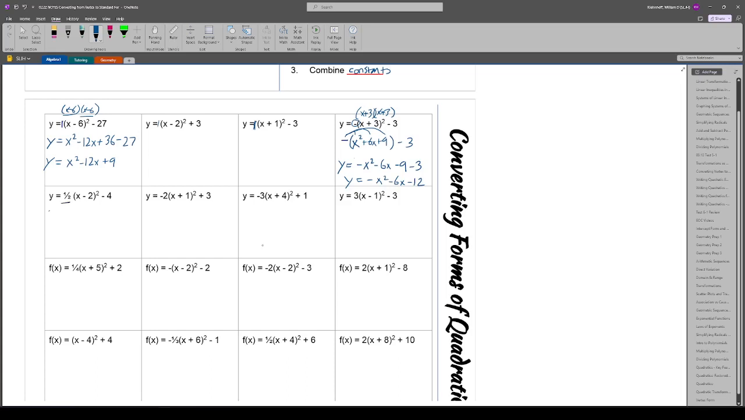So we're going to do 1/2, then we'll do x minus 2 squared, so x minus 2 times x minus 2. That gives us x squared. We get minus 2x twice, which gives us minus 4x, and then negative 2 times negative 2 is plus 4. We still need parentheses because this 1/2 needs to distribute, and then we have a minus 4 over here.